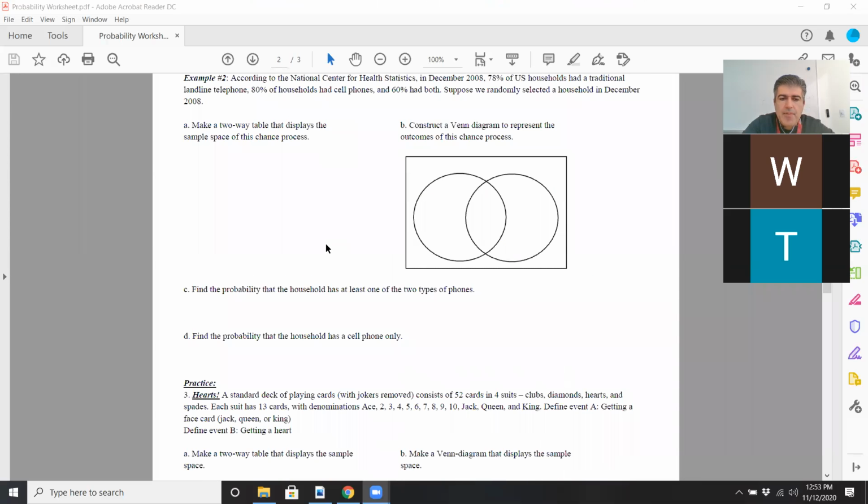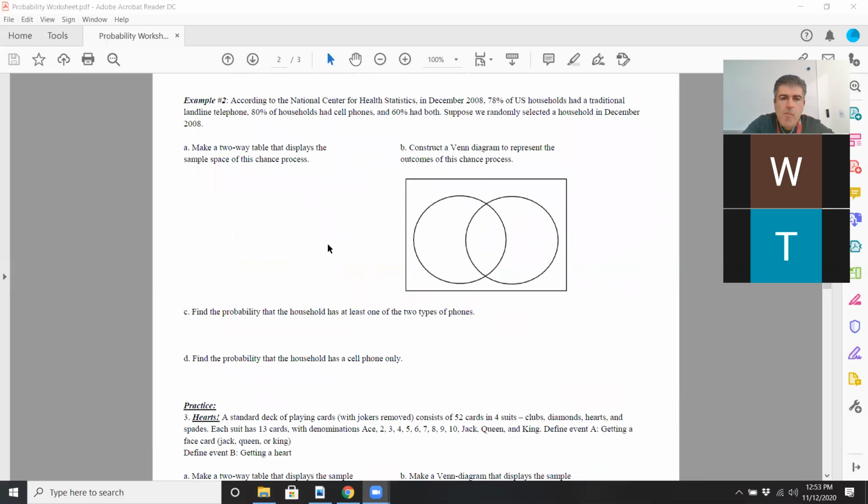Let's try another example before I have you guys do some practice on your own. According to the National Center for Health Statistics in December 2008, 78% of U.S. households had traditional landline telephones, 8% had cell phones, 6% had both. Suppose we randomly selected a household in December 2008. So first of all, let's do a two-way table.